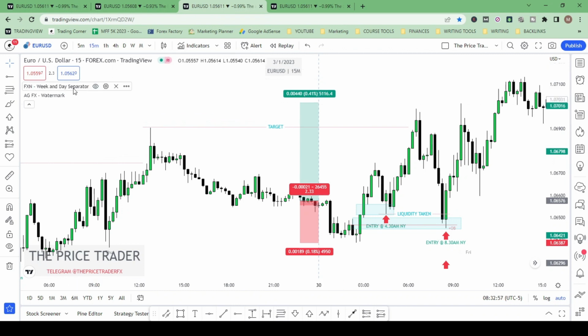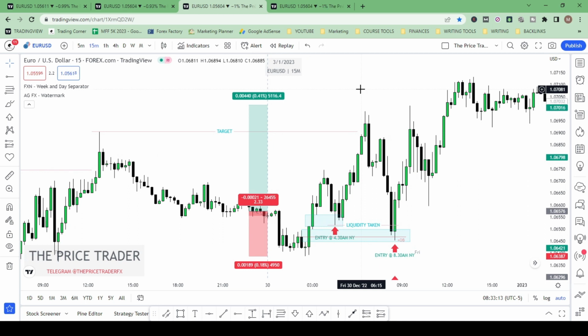So I use this indicator to indicate for me the separation between the New York times. It's called week and day separator. You can find it and maybe use it for your own purposes. So guys, this is what I use to divide my days. Actually, I'm dividing based on New York time.